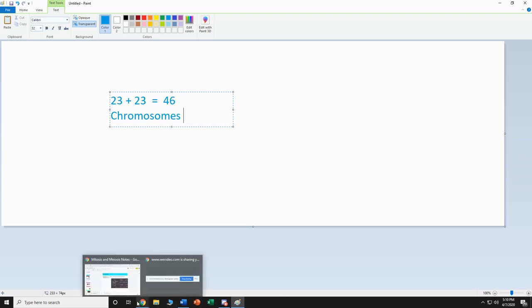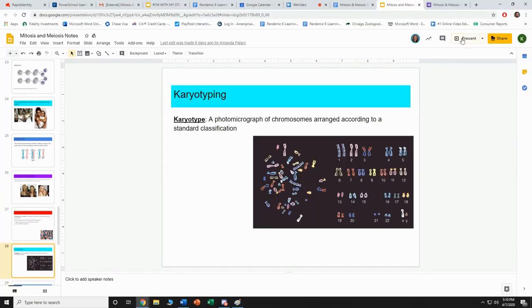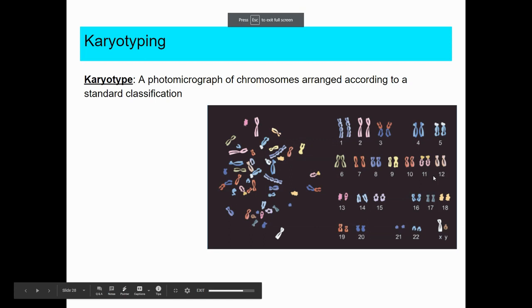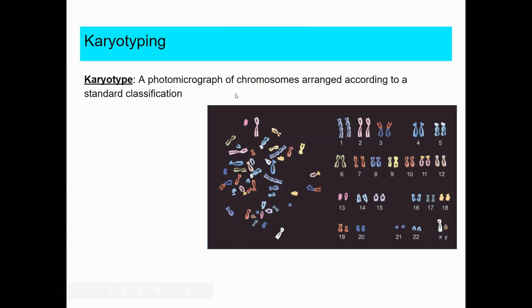All right, back to this. So, karyotyping. A karyotype is a photomicrograph of chromosomes arranged according to a standard classification. So, like I said, 23 chromosomes: 1, 2, 3, 4, 5, 6, 7, 8, 9, 10, 11, 12, 13, 14, 15, 16, 17, 18, 19, 20, 21, 22, 23 chromosomes once you count this. What is this, guys? Boy or a girl? That's right. If you got a Y, it's a guy. All right, so this is a boy.